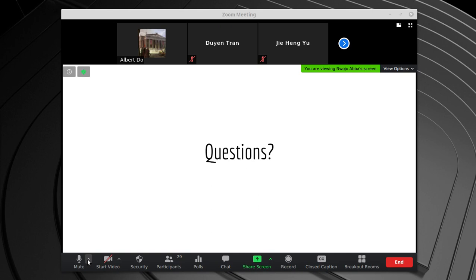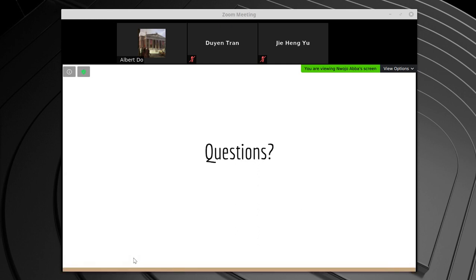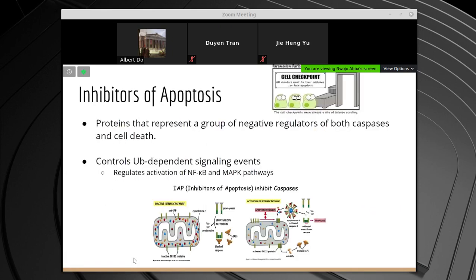I'm from Group 4. What are some ways apoptosis can be prevented? Well, there are several different inhibitors of apoptosis. Austin, would you like to clarify some or provide some examples that prevent apoptosis? Just go over the inhibitors again.